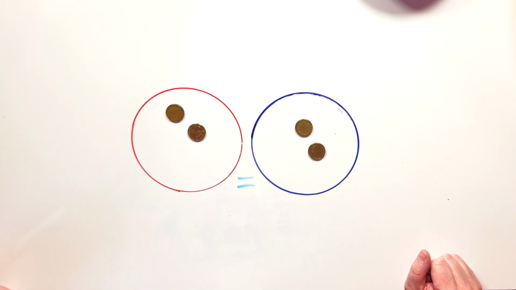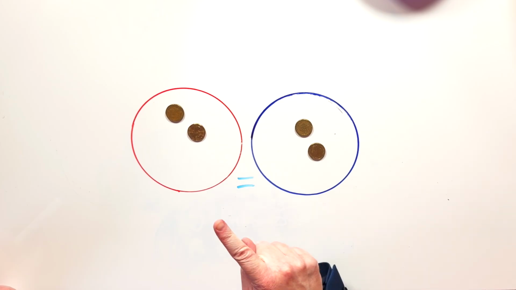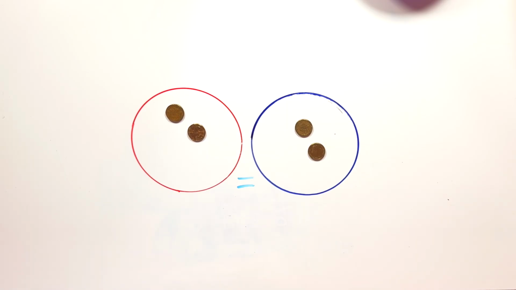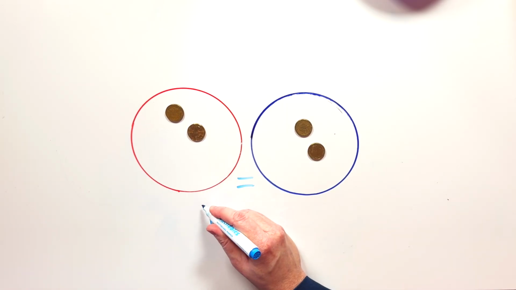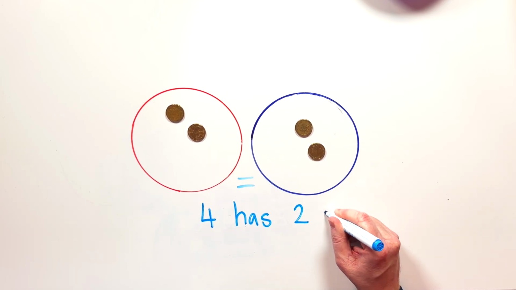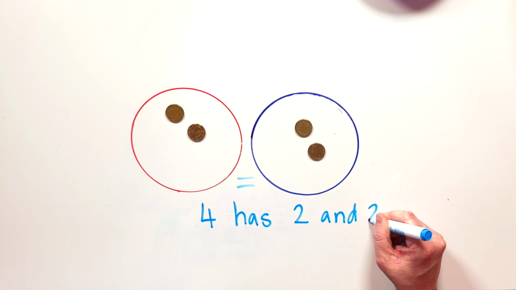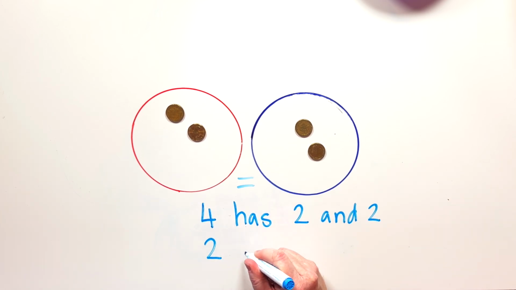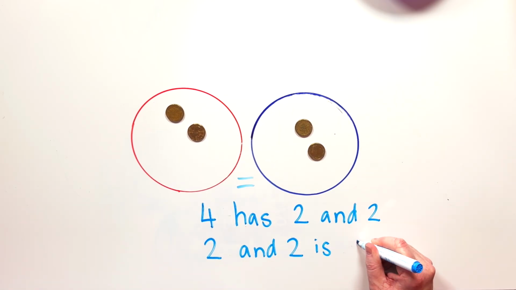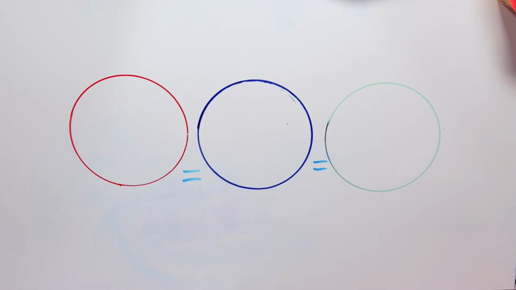What can you see? Oh, have we made equal groups? Are they the same as each other? Yes. How many in this group? Yes. How many in this group? Yes, 2. So we can say that 4 has 2 and 2. Or we can say 2 and 2 is how many? 4. Oh, look at us writing sentences. Gosh, we're clever. Oh, wow.